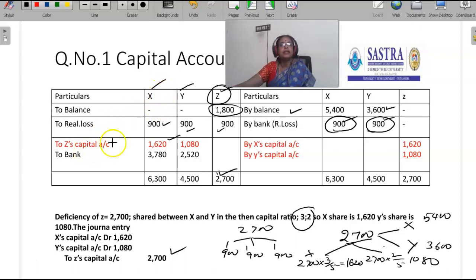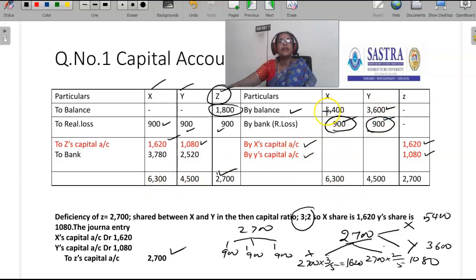X capital account debtor to Z capital account. The loss borne by X is 1,620 and by Y is 1,080. Y's capital account debtor to Z 1,080. Here the Z capital account is credited by X capital account 1,620 and by Y's capital account 1,080. So the total is tallied. Z capital account is closed. Then we have to find out the balance of X and Y.